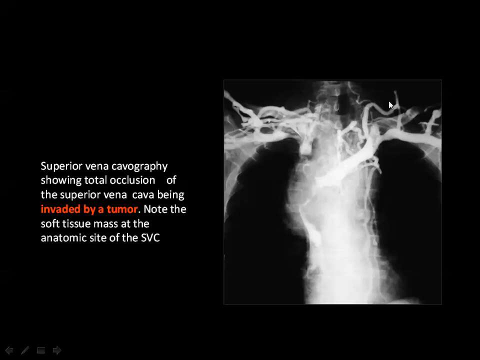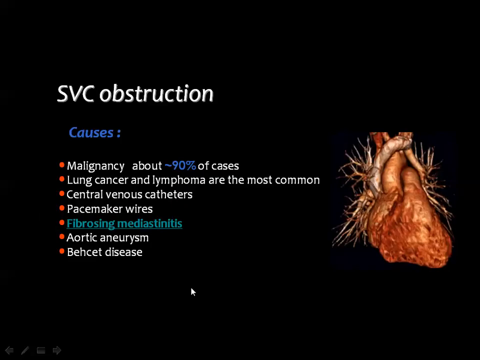This is one of the images using the old technique by injecting contrast material through a cannula placed on the dorsum of the hand and on the left side and also on the right side, with simultaneous injection of contrast material. And here, this is the region of the superior vena cava, and you cannot see the superior vena cava itself because of the presence of this mass, which was considered the most common cause of superior vena cava obstruction at that time.